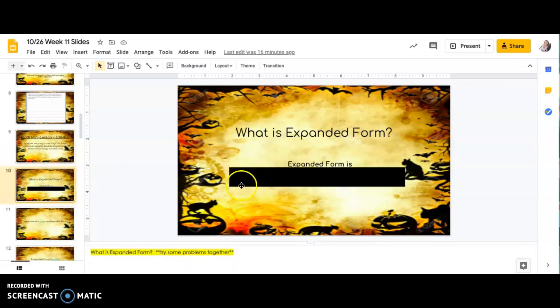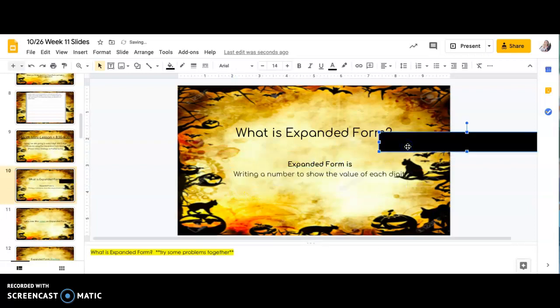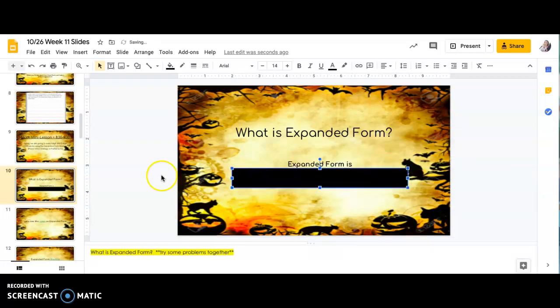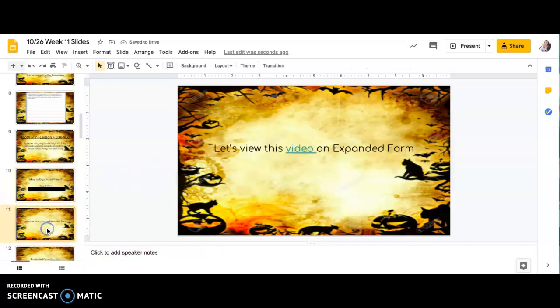So what is expanded form? Expanded form is writing a number to show you the value of each digit. And a lot of you should remember this from second grade. Okay, there's a video that we're going to watch on expanded form.